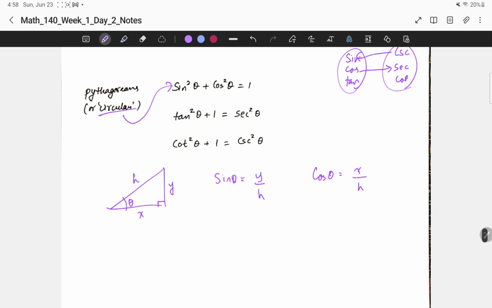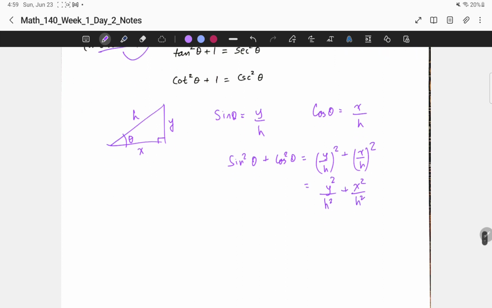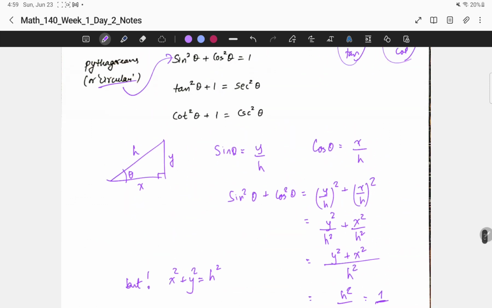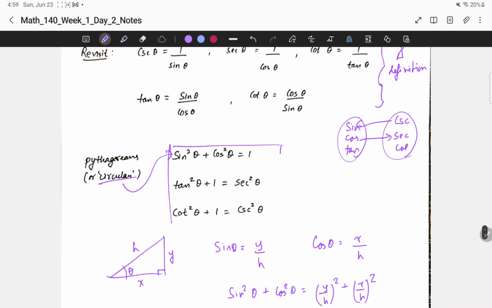So sine squared plus cosine squared is y over h squared plus x over h squared, which is y squared over h squared plus x squared over h squared, which, taking the LCM, is x squared plus y squared over h squared. But it's a right triangle, so by Pythagoras theorem, what is x squared plus y squared? It's exactly h squared. So this is h squared over h squared, which is 1. So that gives you that sine squared theta plus cosine squared theta is always 1. So that's another way of proving it. You should know both ways of proving it, one using the circle and one using the triangle.